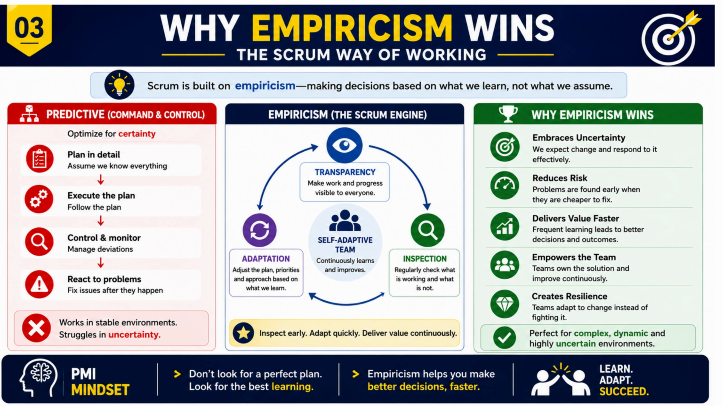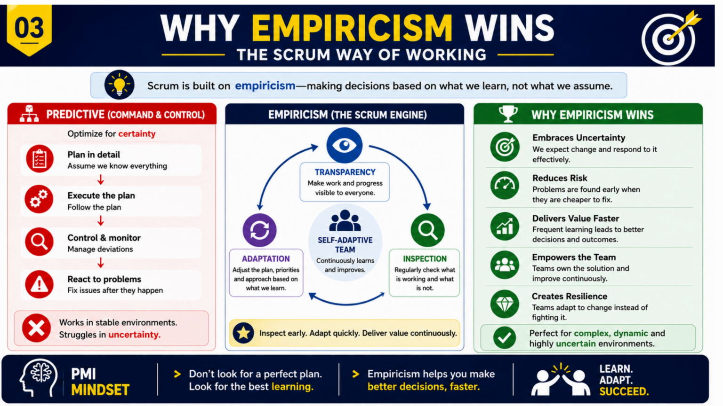But Scrum starts with a different assumption. It recognizes that in today's complex and fast-changing environments, we simply can't predict everything up front. Requirements evolve, customer needs change, and new information emerges continuously. That's why Scrum is built on empiricism, making decisions based on what we learn, not what we assume.